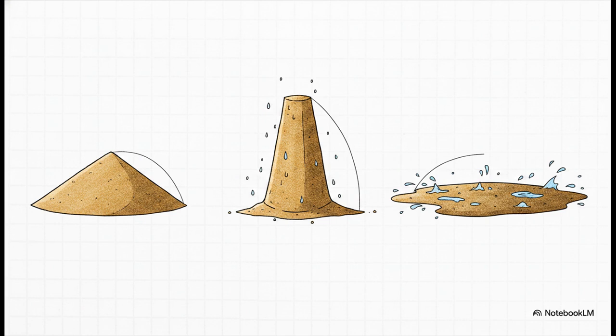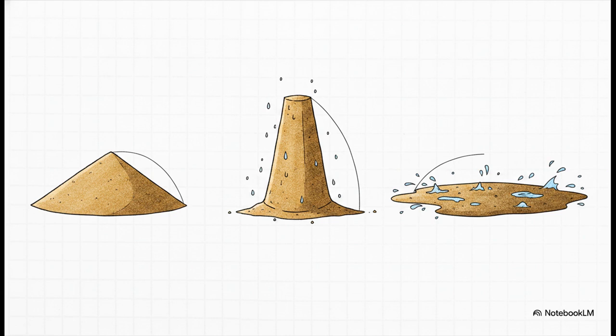Moisture is a massive game changer. If you take that dry sand at 34 degrees and add just a light mist of water, it creates these microscopic capillary bridges that bind the grains together, allowing the sand to stack up to 45 degrees or even higher. That is exactly why you can build steep walls on a sandcastle.